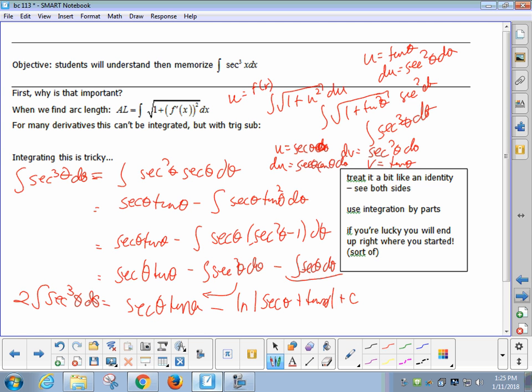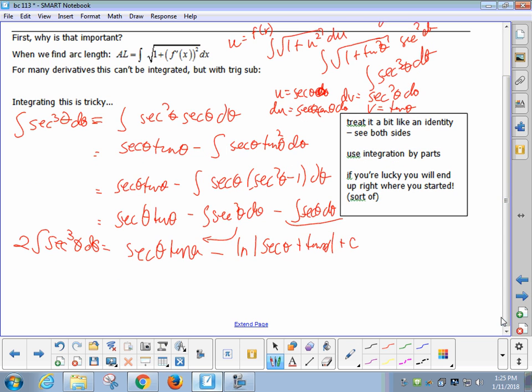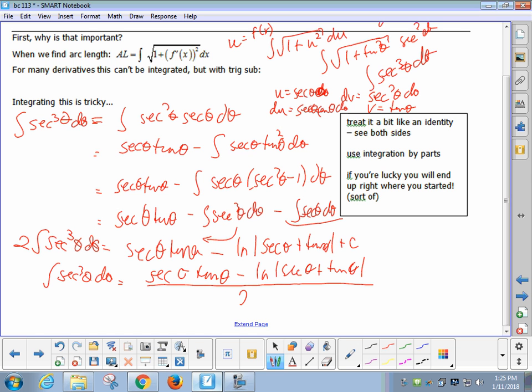Okay, I got it there, and then the question: we're not done. Well, the goal isn't to find what two of them are. The goal is to find what one of them is. So it's secant theta tangent theta minus the log of secant theta plus tangent theta, all over 2. The plus C is arbitrary, so I just throw it in at the end.